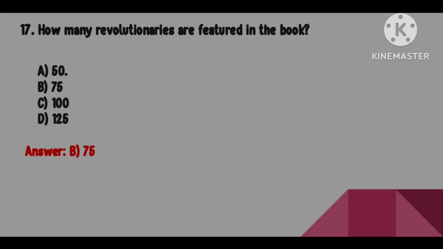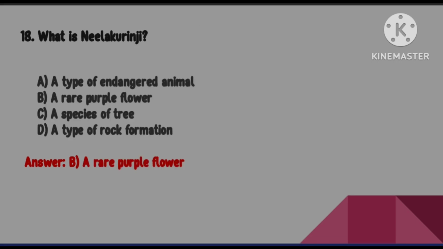Option A, 50. Option B, 75. Option C, 100. Option D, 125. And the right answer is option B, 75. Let's proceed with the next question. What is Neela Kurinji? Option A, a type of endangered animal.